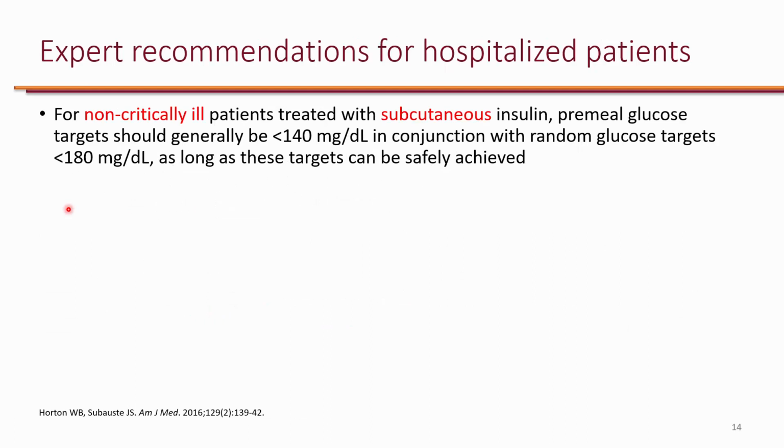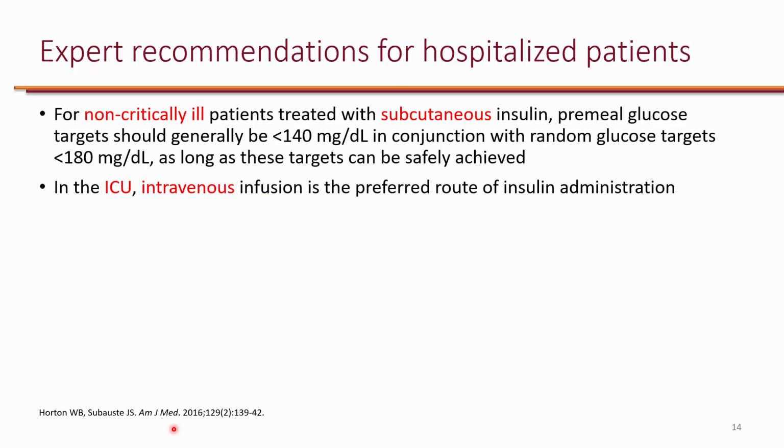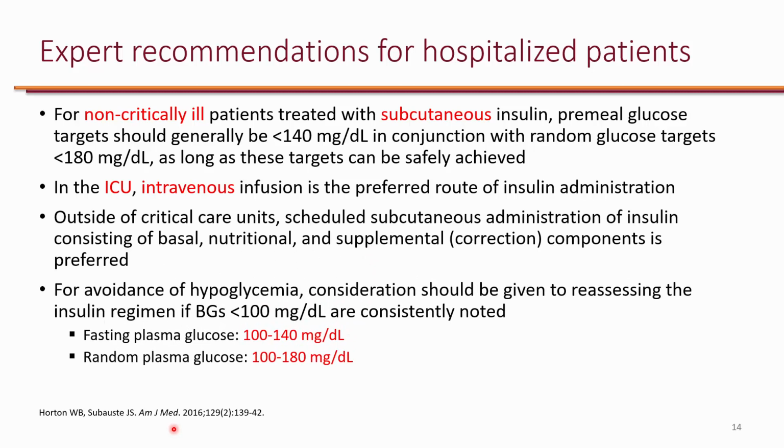So here are some expert recommendations for hospitalized patients that were published in the American Journal of Medicine. These physicians actually say that for non-critically ill patients, subcutaneous insulin is recommended. And for critically ill patients in the ICU, IV infusion of insulin is recommended. And for avoidance of hypoglycemia, consideration should be given to reassessing the insulin regimen if blood glucose is less than 100. And here's their recommendation: a fasting plasma glucose target of 100 to 140 and a random plasma glucose of 100 to 180. So that 180 threshold, they're using it for a random blood glucose, not for fasting. And they're recommending the lower end to be 100 in order to avoid the risk of hypoglycemia.